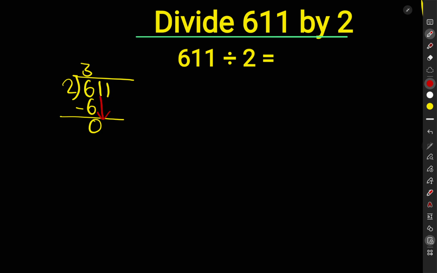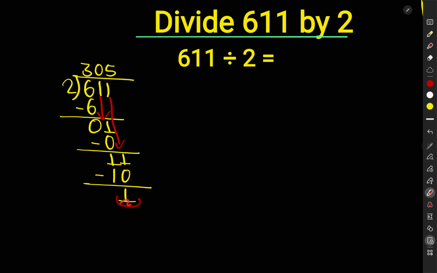So now we put down this 1 and 2 times 0 means 0. On subtracting we get 1. So again we put down this 1 and it is 11. So 2 times 5 is 10. On subtracting we get 1.